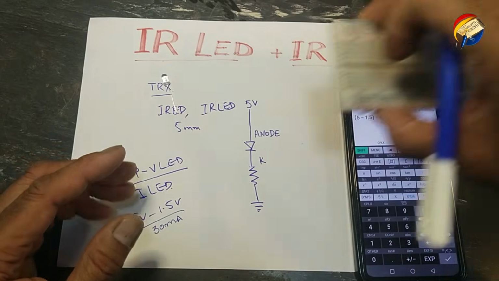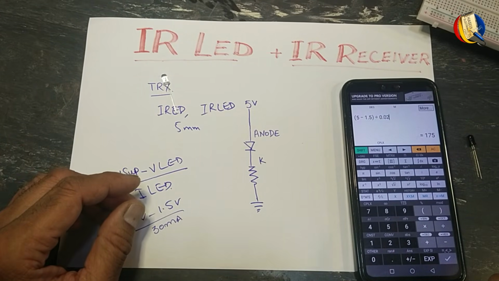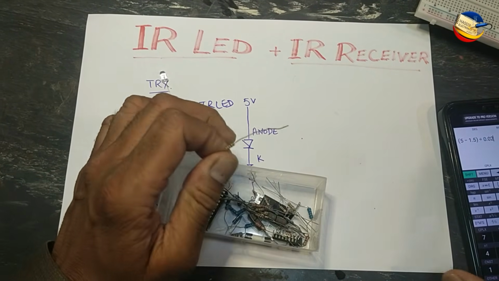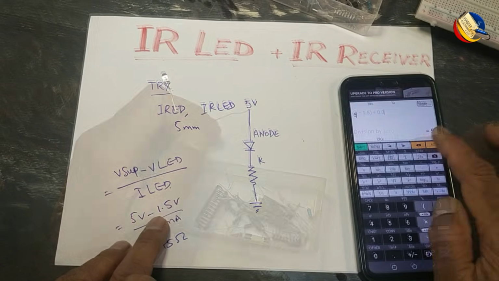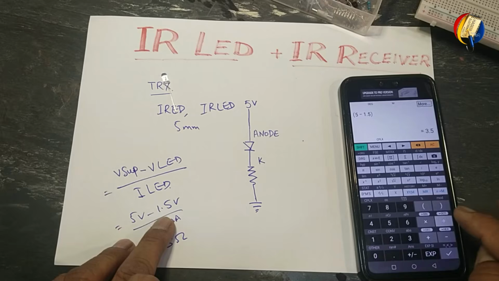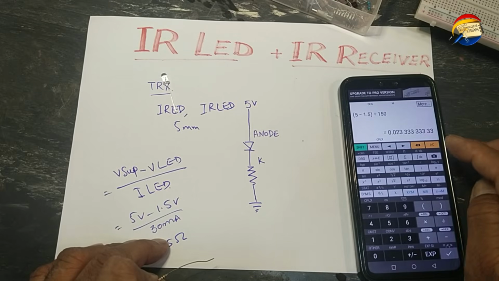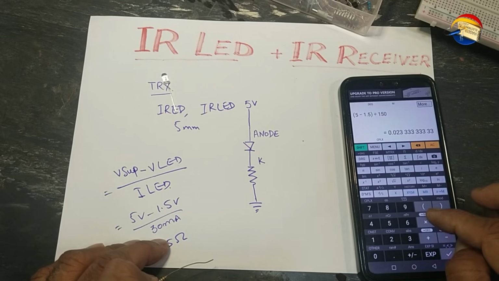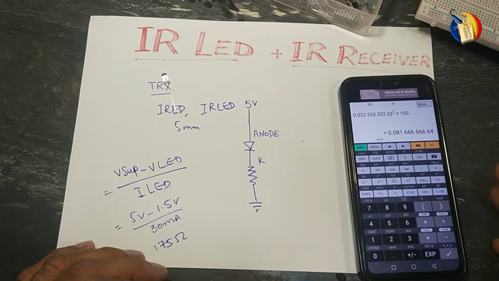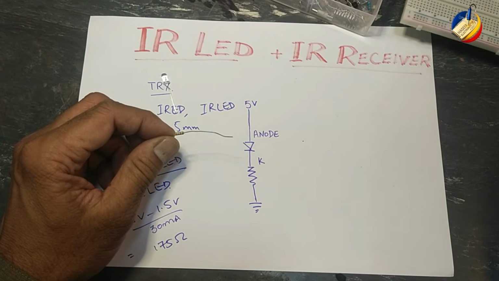Now I am using it just on a project board. 20 milliampere is best, so I will use 175 ohms. If I use 150 ohms, 5 volts minus 1.5 divided by 150 ohms gives the current, and I squared R is the current squared times 150, which is 0.08 watt. That's good. I will use this quarter watt resistor.